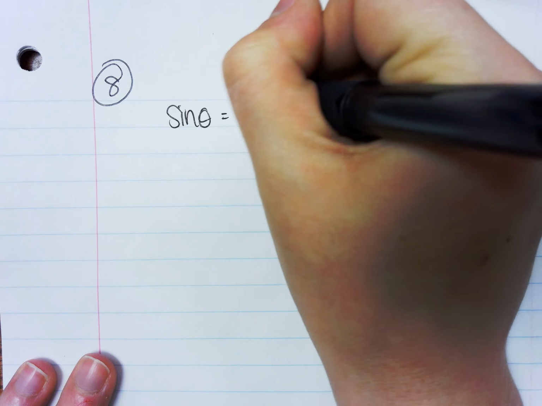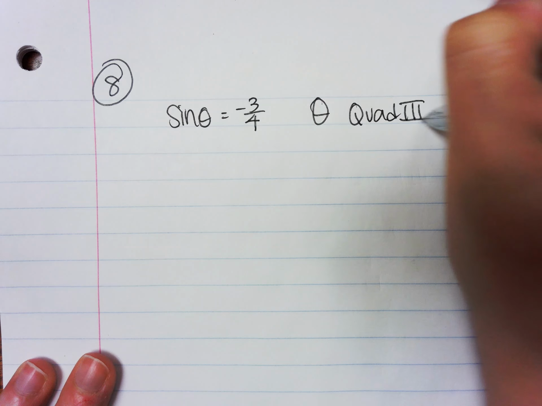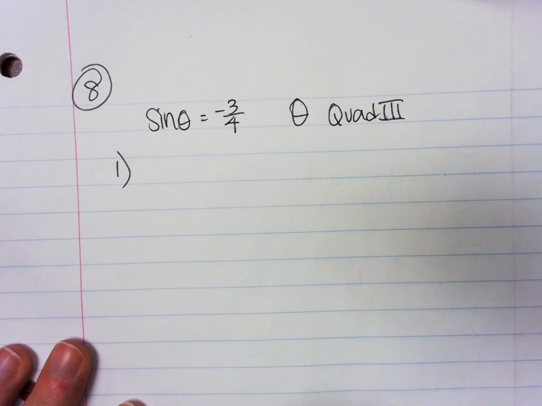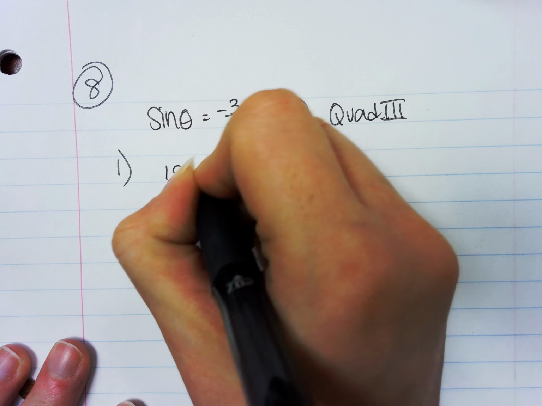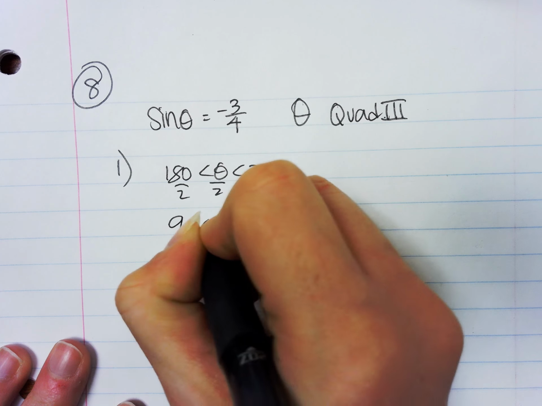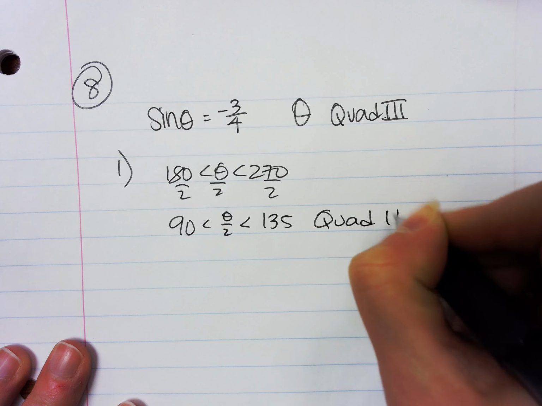Okay, the last one I'm going to talk about is 8. And it gives you sine of theta is negative 3 over 4. Theta is in quadrant 3. And we're finding the quadrant of theta over 2, x over 2. We're finding sine of x over 2, cosine of x over 2, and tangent of x over 2. So let's find the quadrant first. So if theta is in quadrant 3, that means that it's between 180 and 270. Divide everything by 2. We get between 90 and 135, which is in quadrant 2.